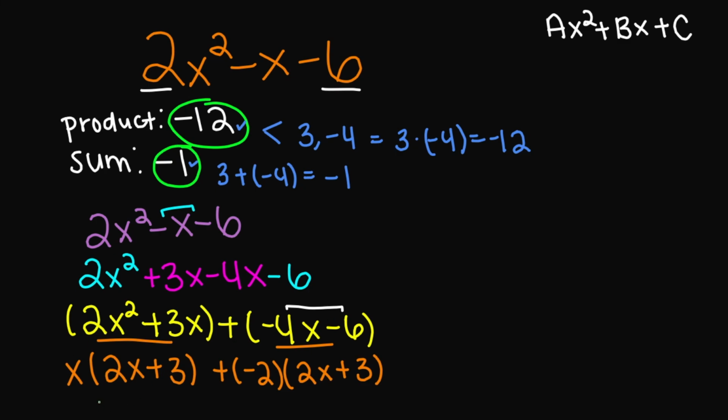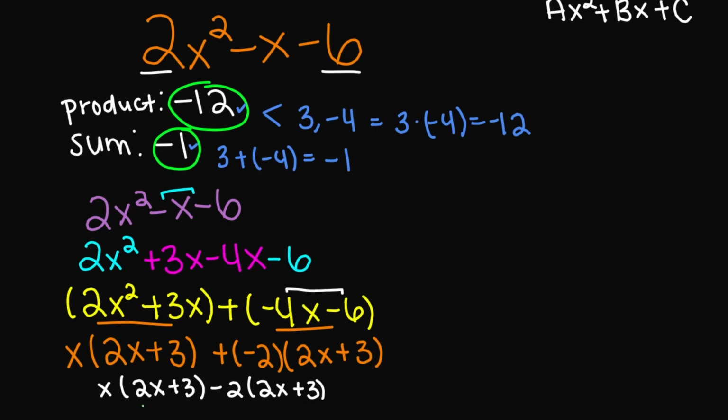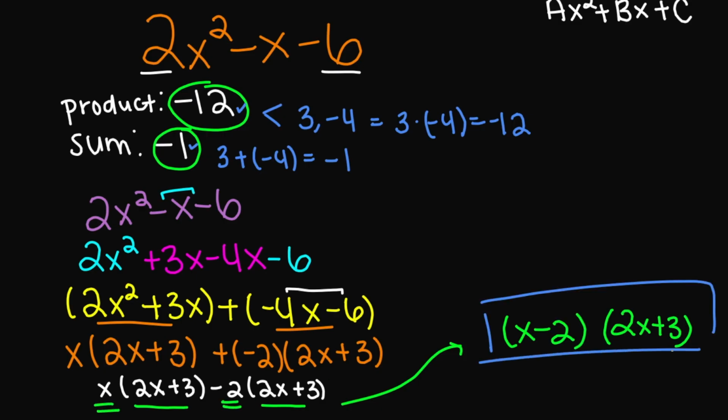Now, this technically is x times 2x plus 3, minus 2 times 2x plus 3 again. Now here in this step, you can factor out a 2x plus 3, as you can see. So I'm going to come over here. So 2x plus 3 is factored out, and you'll be left with x minus 2. And this is your final answer.